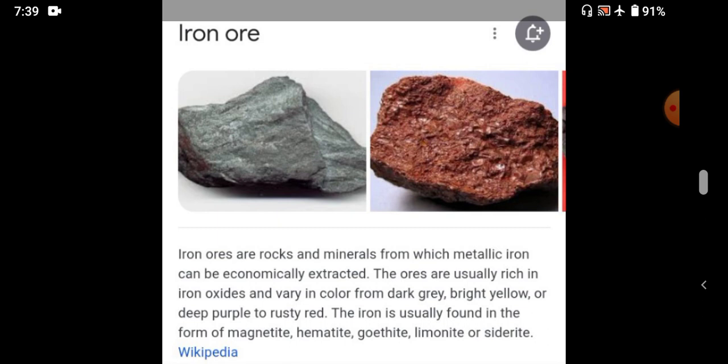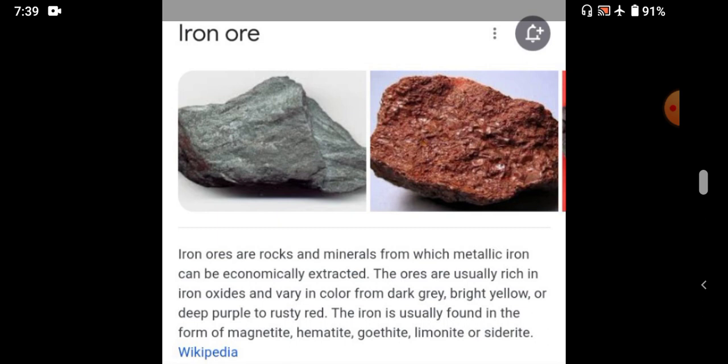This iron ore has some content like iron oxide. One of the important contents in iron ore is iron oxide, and its color is dark gray, bright yellow, or deep purple to rusty red.